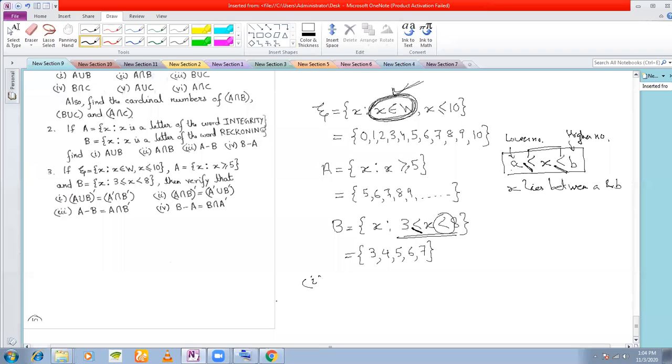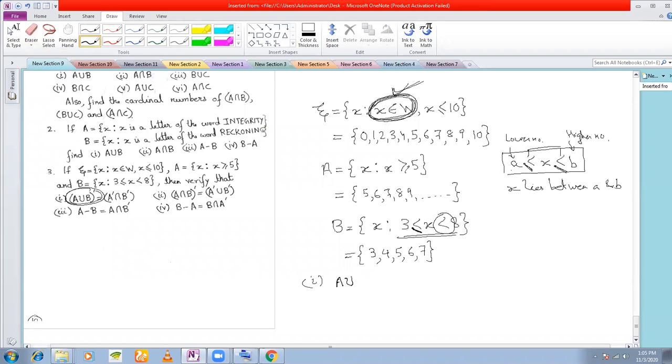First question, now we'll start answering. The first question here is, verify that (A union B) complement is equal to A complement intersection B complement. Whenever you come across this kind of a verification question, as I told you earlier also, you will find out the left hand side, you will find out the right hand side and show that they are equal. So we start from the left hand side. What is the left hand side? Left hand side is this. Before finding the left hand side, let us first find out A union B.